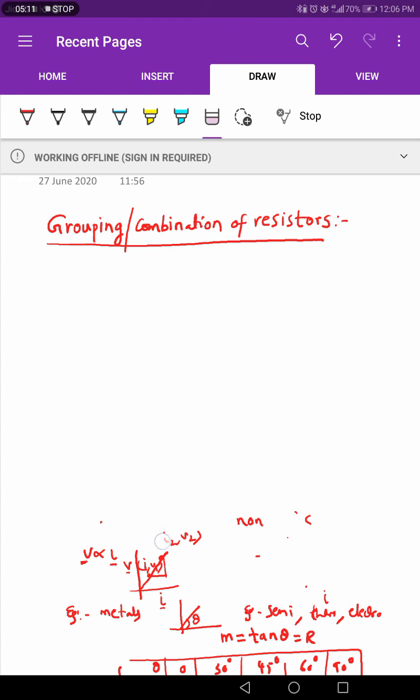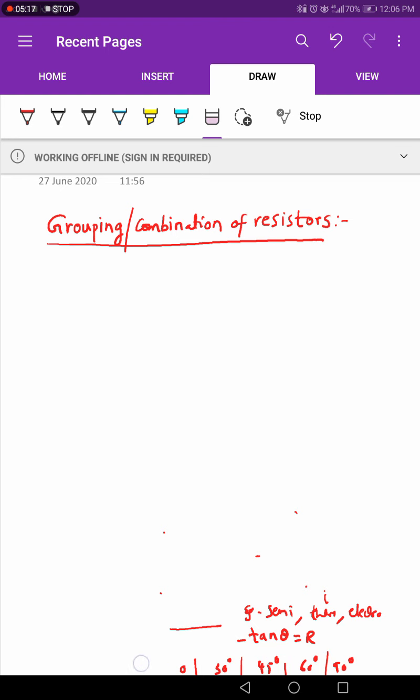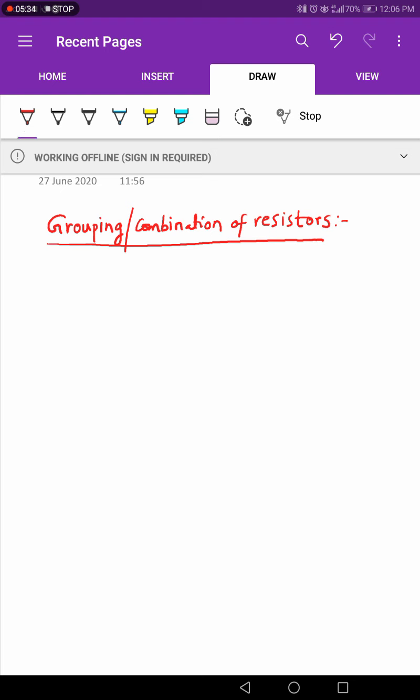Mainly we are going to discuss two kinds of combination of resistors: the series combination and the parallel combination. Sir, what is a series combination and what is a parallel combination? I will explain. Take the notes and write as it is. Suppose three resistors are given to you.